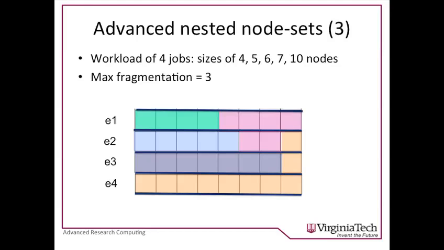For the same workload as before, with this advanced node set configuration, the first job will be like before in enclosure 1. The second job, 5, will be in enclosure 2. But the third job with 6 nodes, because now we try to put it in E1, there is no room there. We try to put it in E2, there is no room there. But now we have the rule E1,2. So the job with 6 nodes, we put it in E1 and E2. The one with 7, we put in E3. The one with 10, we try to put it in E2, 3, and 4. So now we reach the maximum fragmentation of 3, which is not optimal, but for this workload is actually the best we can do.